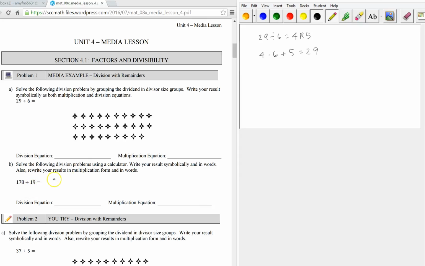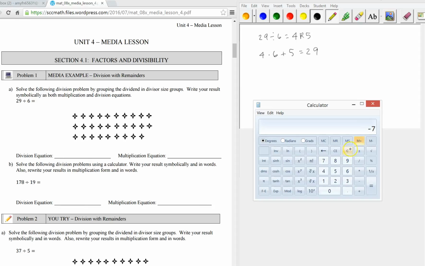We also have them do some problems with calculators. You could have them do this by hand if you want to. But something to take note of, so we have 178 divided by 19. A lot of students, we haven't talked about decimals yet, but they will see this and they think of the decimal as the remainder, and in a way it's what remains, but it's not how we formally define the remainder. So they might want to say the remainder is 3, or they might even round up to 4.